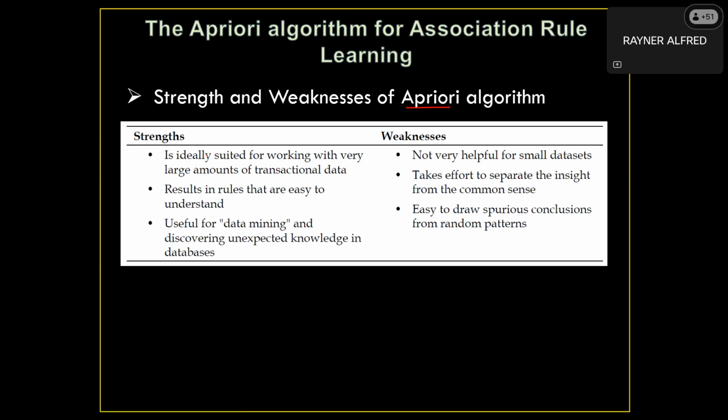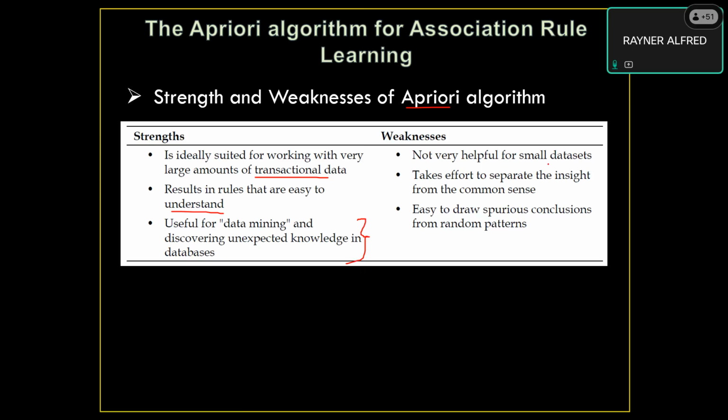The strength is that it is ideally suited for working with very large amounts of transaction data in your database, written in rules that are easy to understand. So we can extract the rules easily, and it is useful for data mining and discovering unexpected knowledge in a database. This is sometimes useful when you want to understand why certain things happen because of prior events that we have.